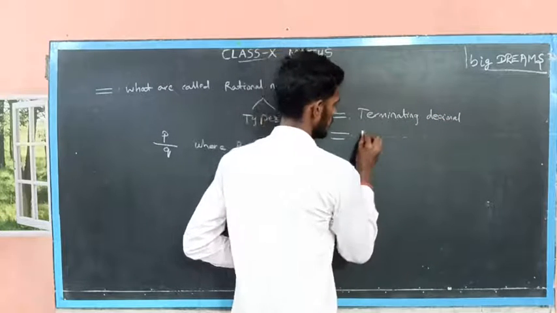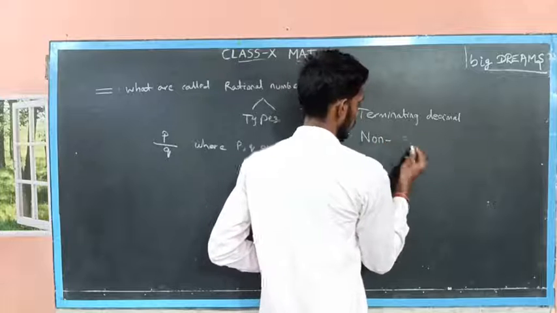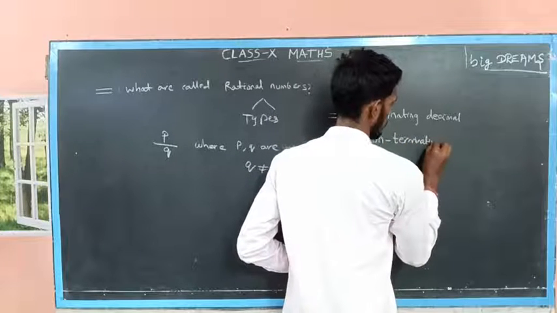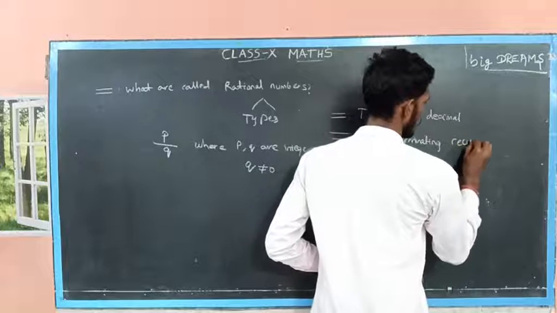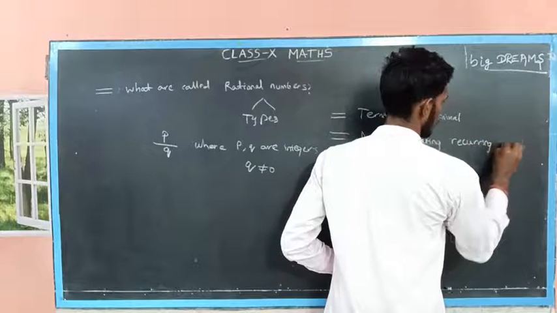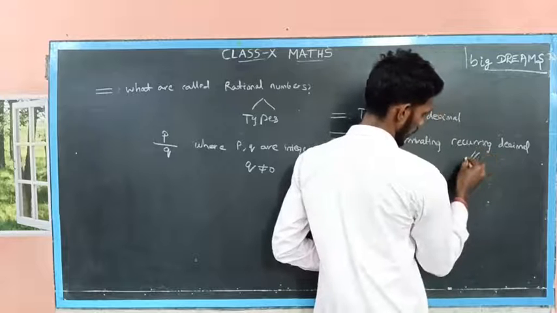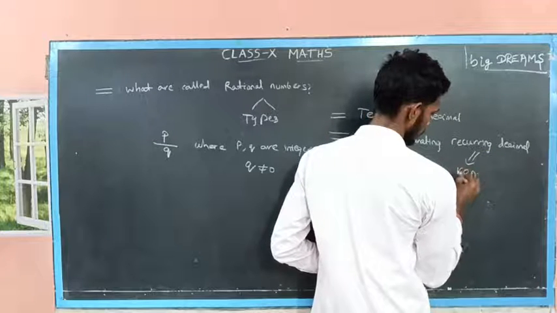and the second one is rational numbers having non-terminating recurring decimal values. Okay. So here the word recurring means repeating.